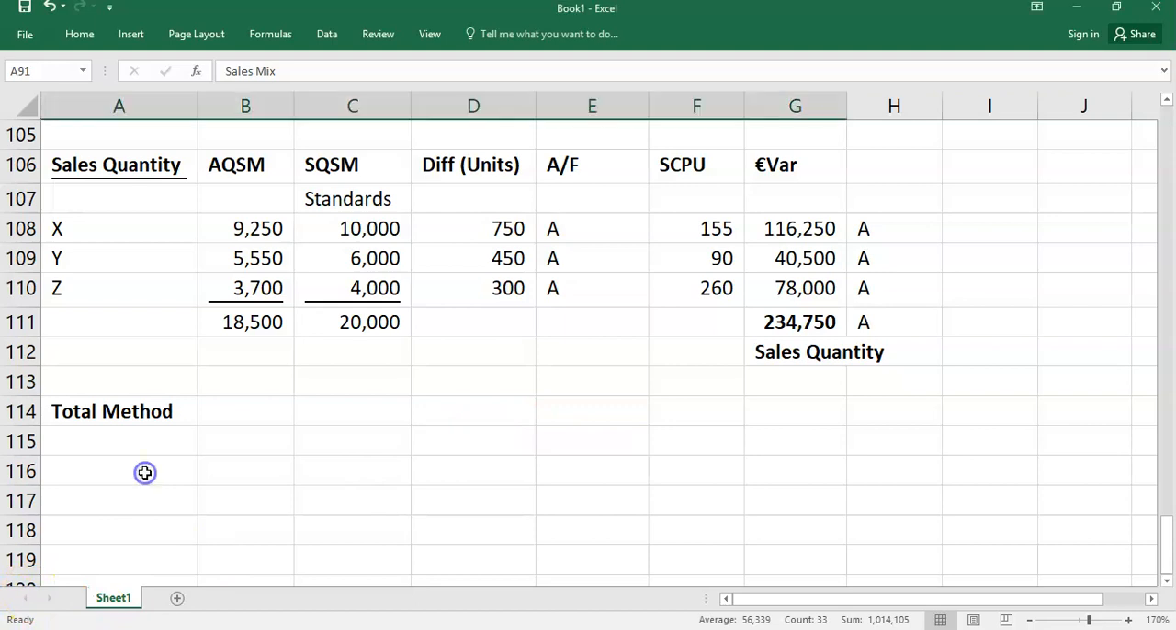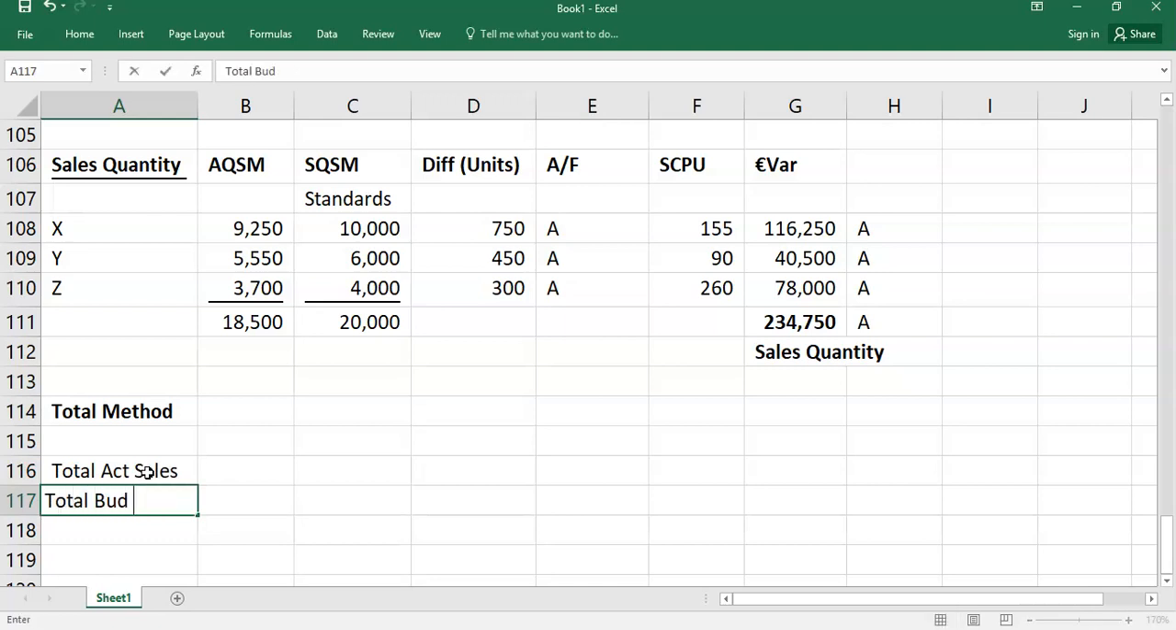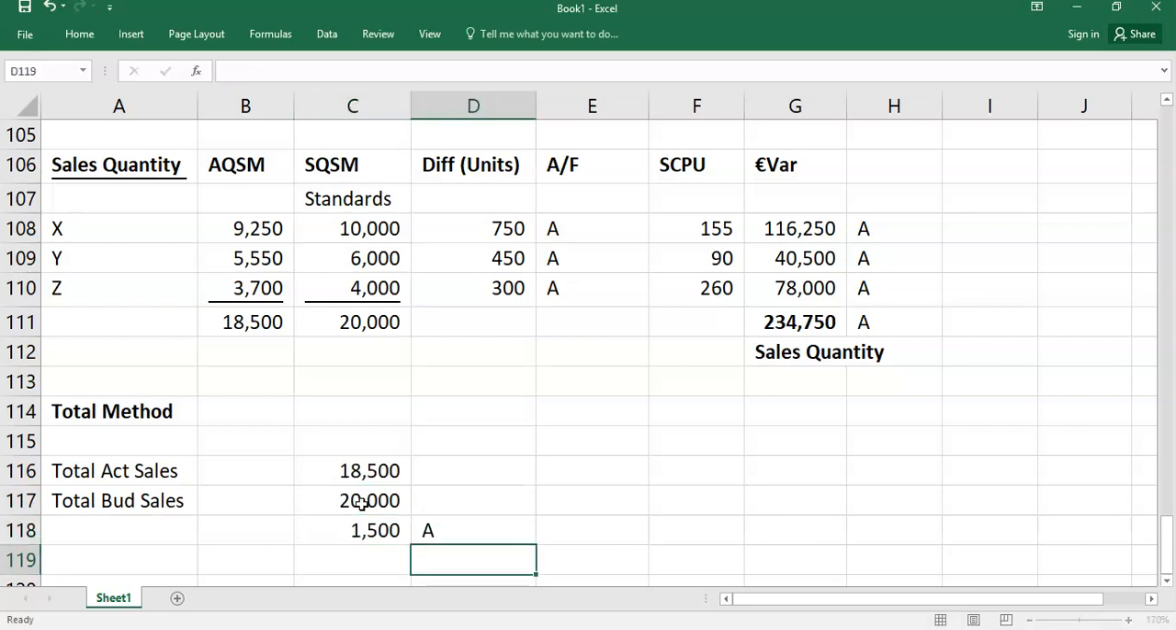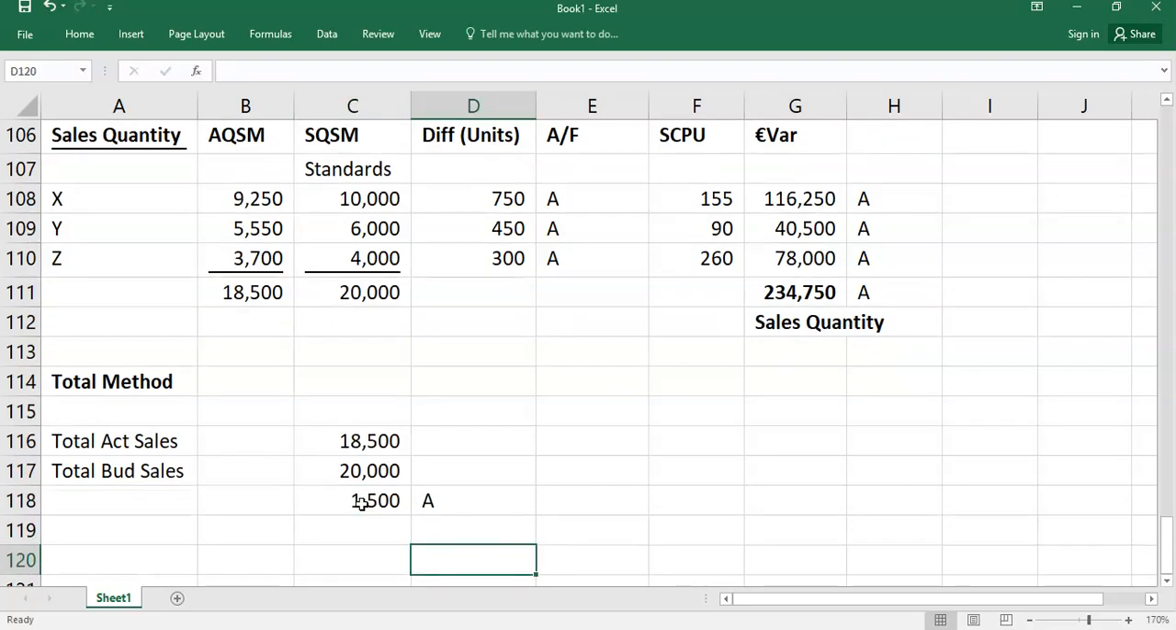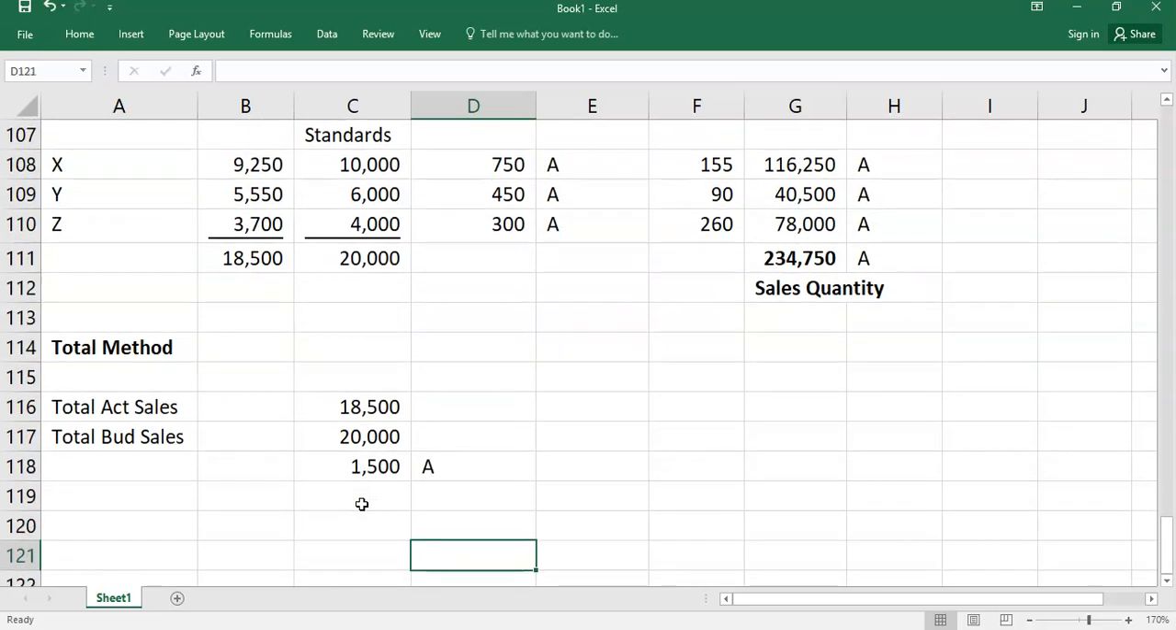In the total method, you only look at the total. So you look at total actual sales and you look at total budget sales. The total actual sales were 18,500, which is coming from this figure here. The total budgeted sales were 20,000. So you're saying you're 1,500 adverse. Overall the quantity was 1,500 less than expected.